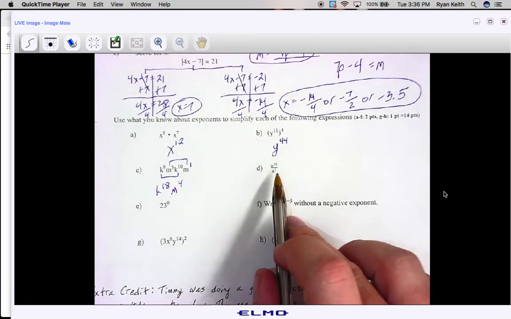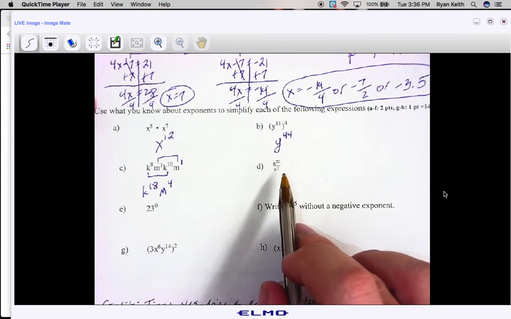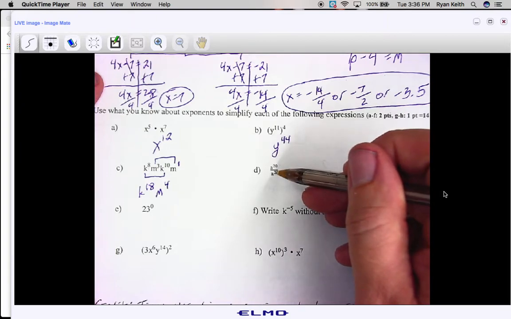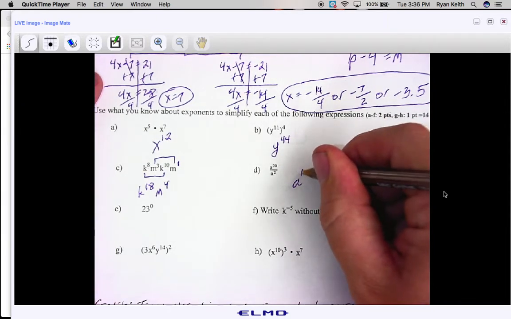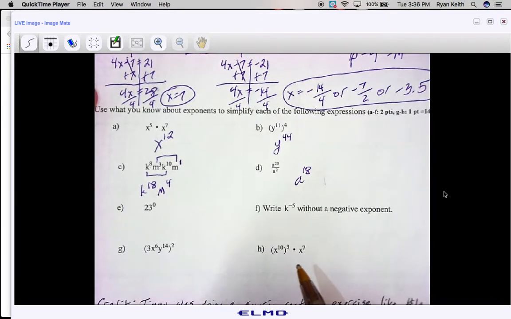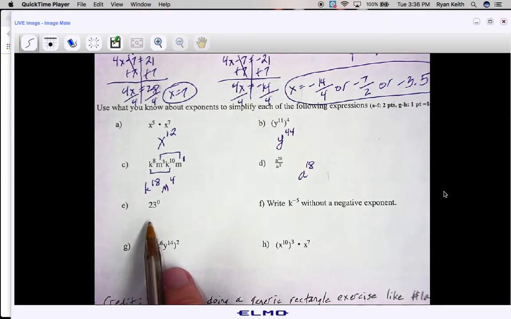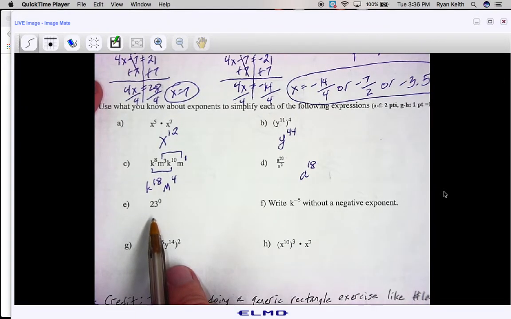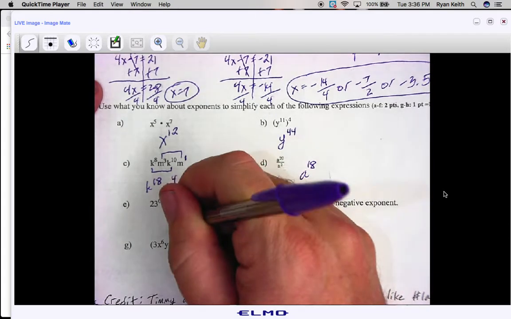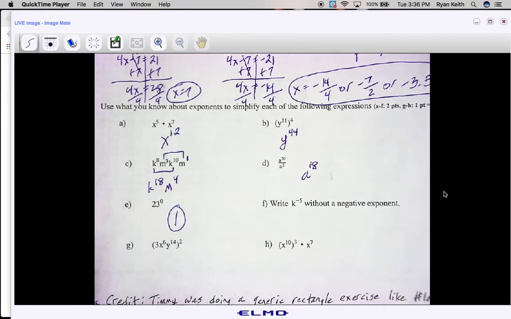This rule is dividing things, right? But the exponent law says that you subtract the powers. 20 minus 2 is 18, not 10. What can I say about E? How many times have I said anything to the 0 power is 1? The end.